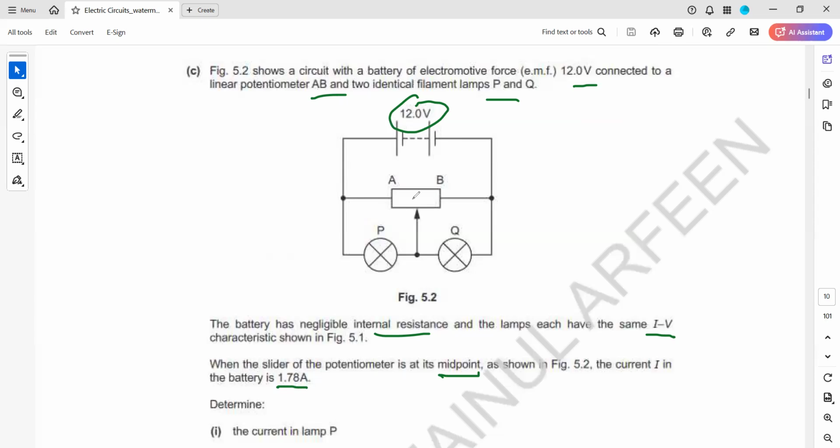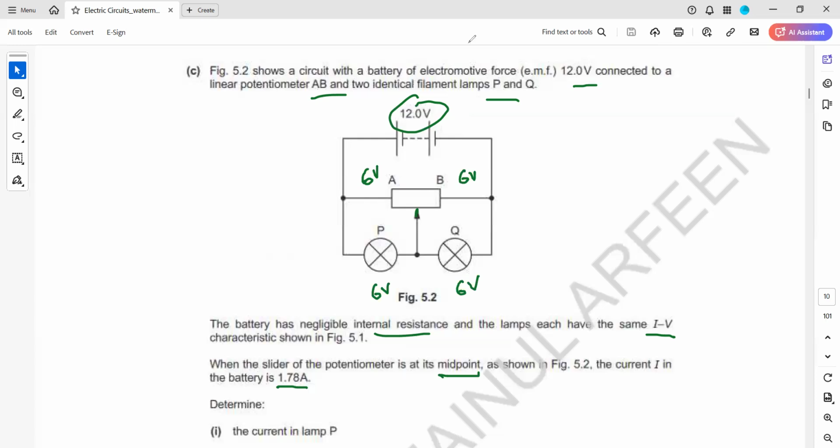So what we have to do is use this. They already mentioned it is at the midpoint. So if it is at the midpoint, what voltage will be here? 6. And what voltage will be here? 6. So what is the voltage across the lamp? The voltage across the lamp will also be 6, because they are connected in parallel to the section of this potentiometer. It receives the same voltage.